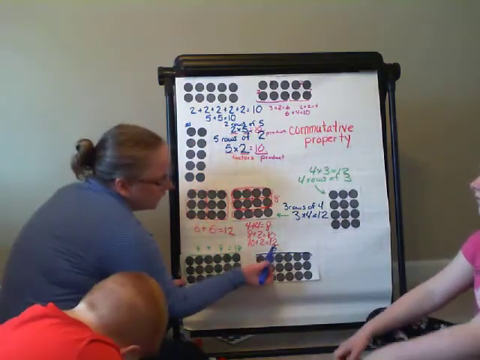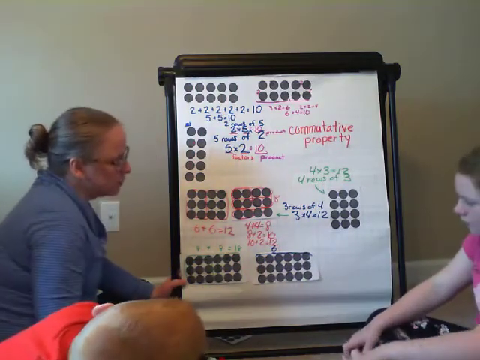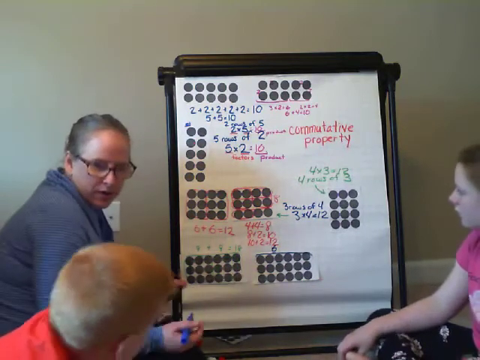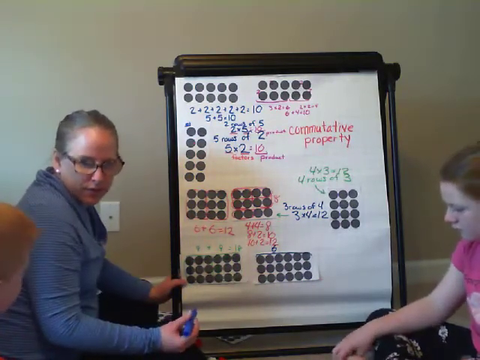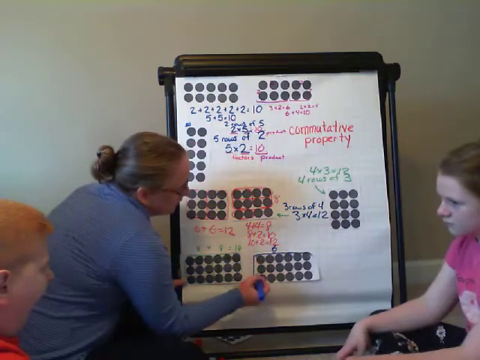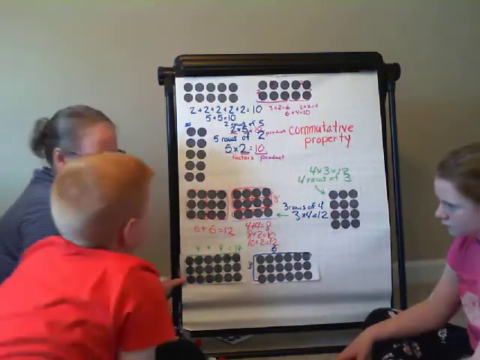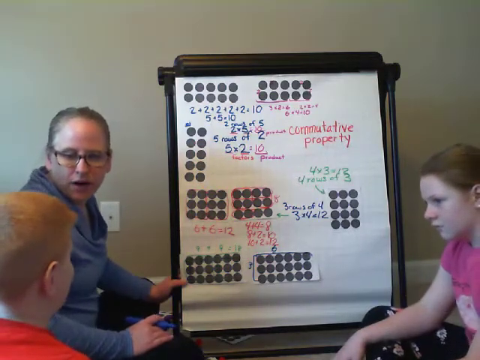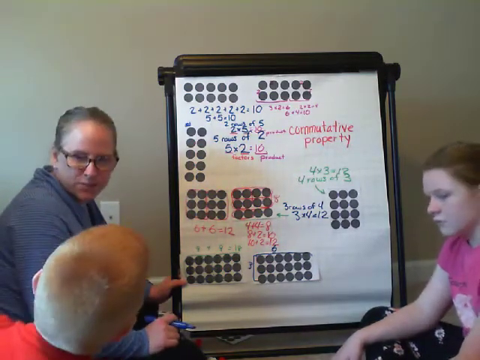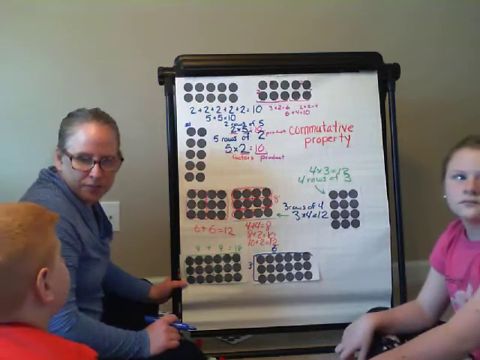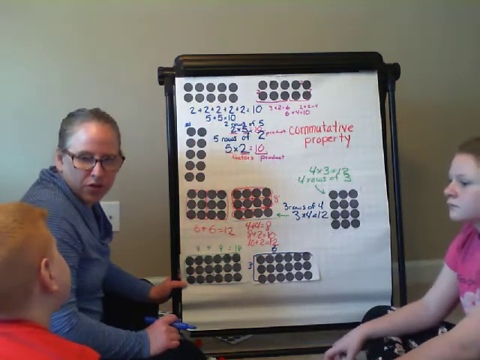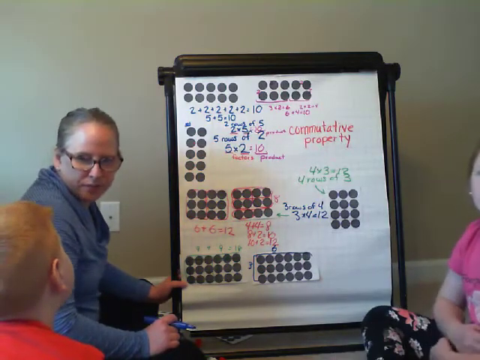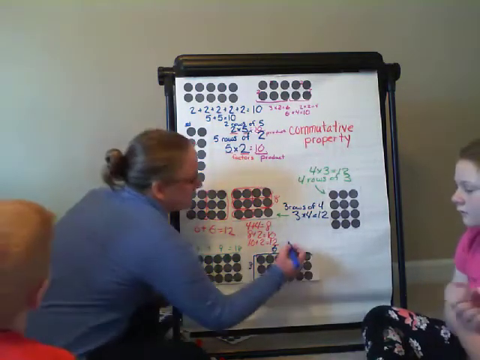So you noticed there were 6 in each row. How many rows were there? There were 3 rows. So there are 3 rows of 6. So how do I write that as multiplication? How do we write 3 rows of 6 as multiplication? 3 times 6. 3 times 6, okay.